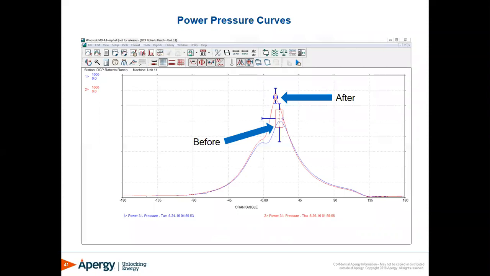It looks like we're reaching the end of our time here.